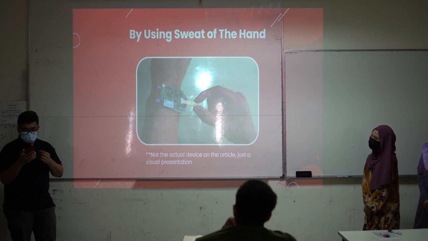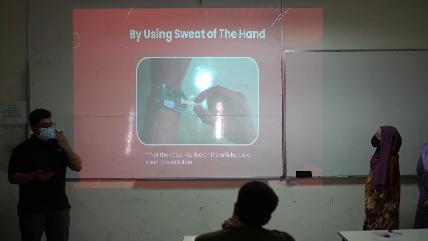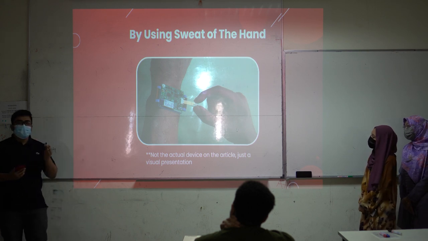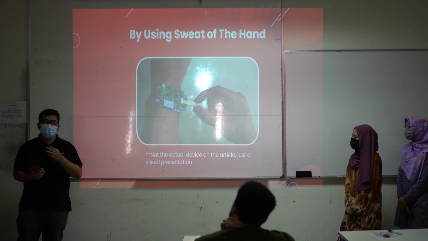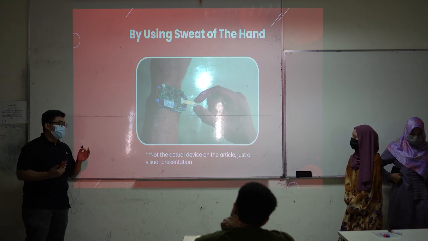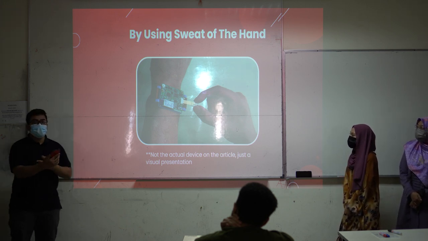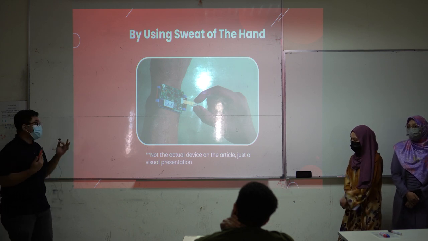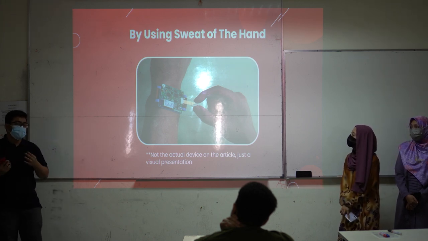There's an article that I read that shows we can detect glucose level by using a device that uses sweat as a sample. This is just a picture, not the actual device in the article. It's one of the things that uses the same method. This device is attached onto your arm, and when you are sweating, it will extract your sweat and check the glucose level inside your body.